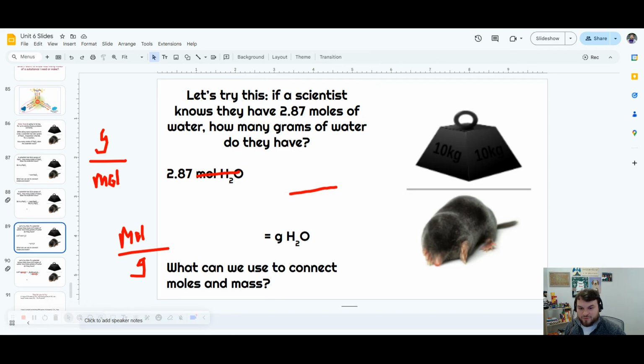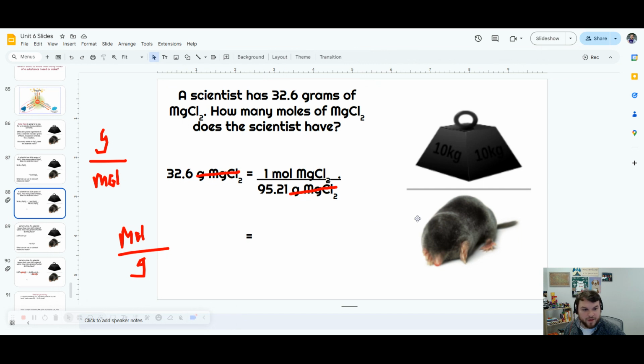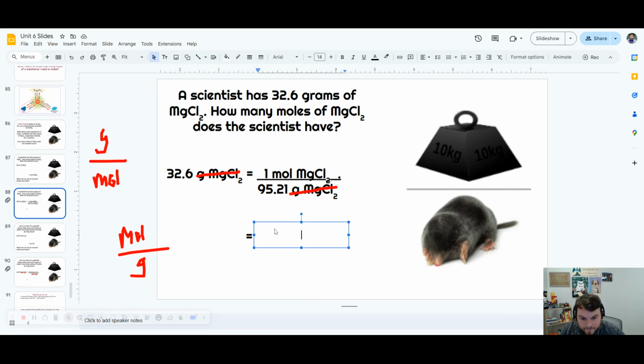And then we're going to be left with our answer here, which I apologize, I think it's hidden here. I'm sorry. Let me find it. No, it's just not there. Okay. So we would divide here. We would do 32.6 times 1 divided by 95.21. And so we're going to end up with an answer of 0.342 moles of magnesium chloride, right?